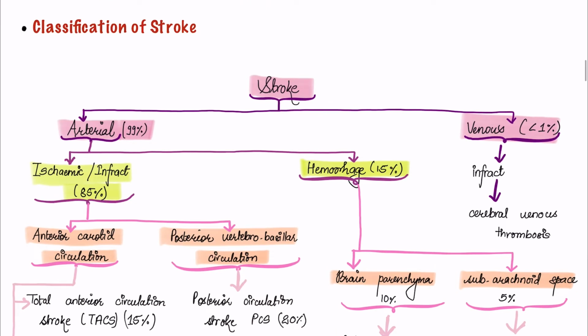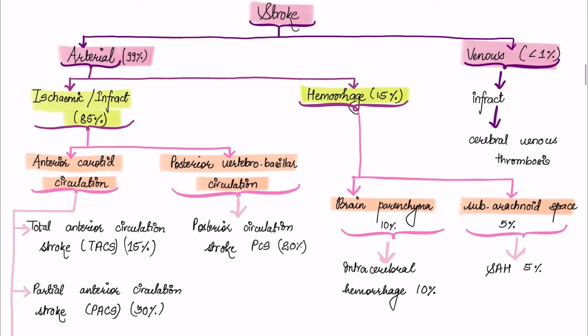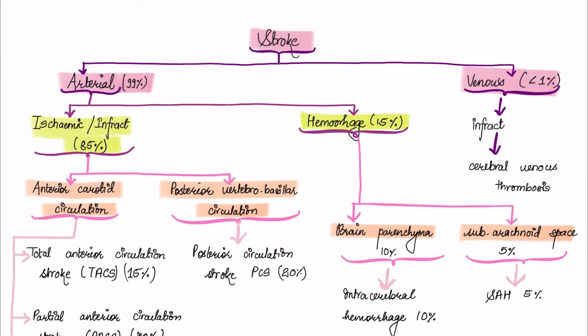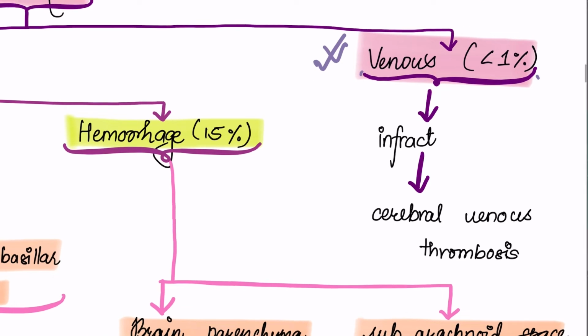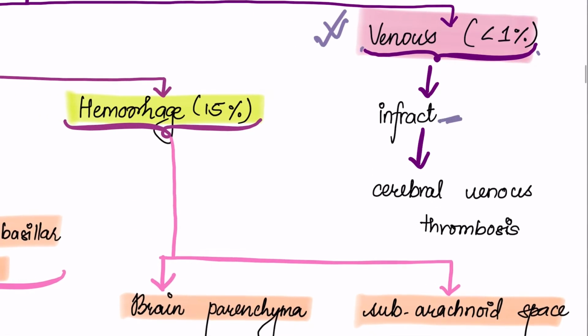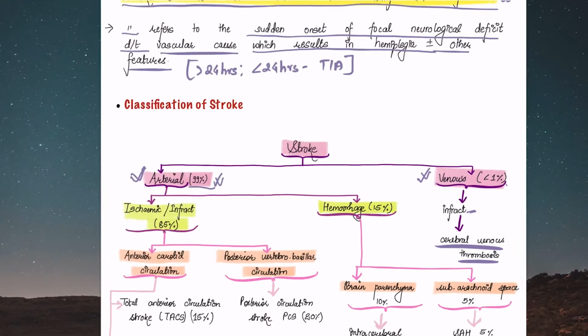Now let's talk about the classification of stroke. Stroke is widely divided into two types, that is arterial stroke and venous stroke. Arterial stroke constitutes about 99% of strokes, and venous stroke constitutes less than 1%. So the arterial stroke is more common than the venous stroke. Venous stroke is caused due to an infarct, cerebral venous thrombosis.